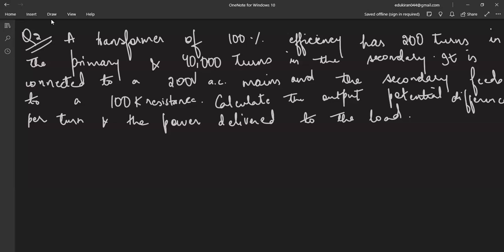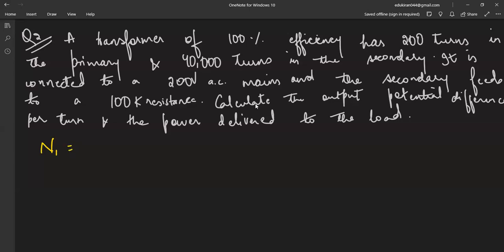Yes, class, answer this. A transformer of 100% efficiency has 200 turns in the primary and 4000 turns in the secondary. It is connected to a 200 volt AC mains and the secondary feeds a 100,000 ohm resistance. Calculate the output potential difference per turn and the power delivered to the load.